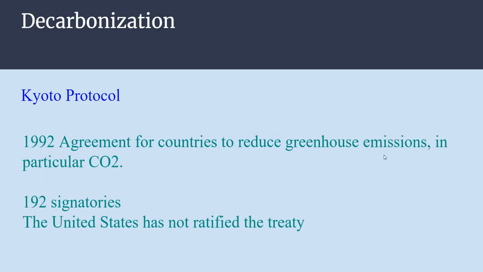Now, there have been a number of anthropocentric methods, and that is legislation or protocols, treaties, international and local. The Kyoto Protocol was one of them, 1992. You had 192 countries sign on there. Now, the United States has not ratified this treaty in the Senate, but currently the Biden administration is following the protocol. So we'll see how that works out.